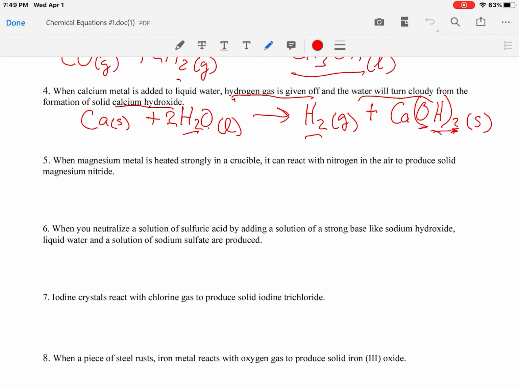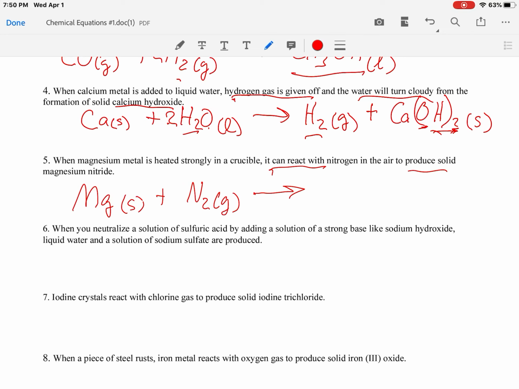All right, number 5 here. When magnesium metal is heated strongly in a crucible, it can react with. Okay, so right away it's telling us that the magnesium metal, again, is going to be a solid, and it is reacting with nitrogen in the air. So that's obviously a gas. Also, you may recall, nitrogen is one of those Brinkelhoffs, so it needs to have a 2 as well. And it is producing solid magnesium nitride.